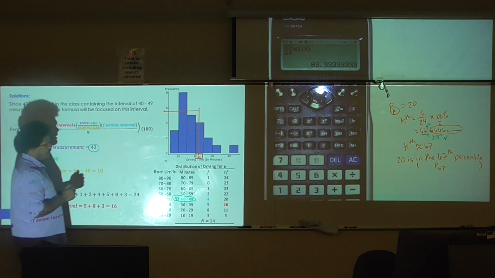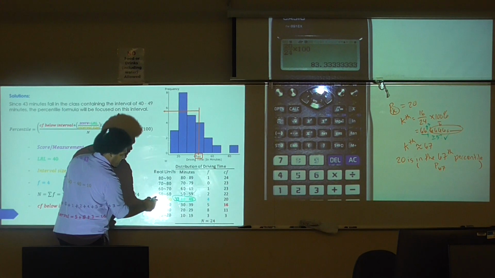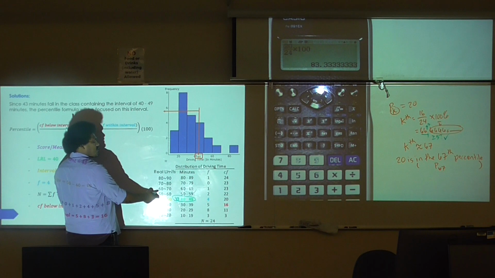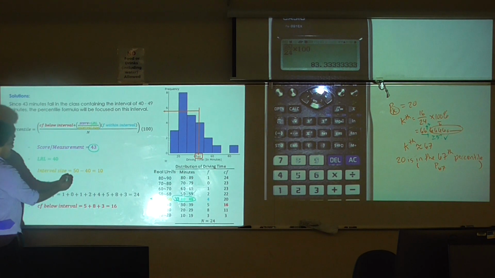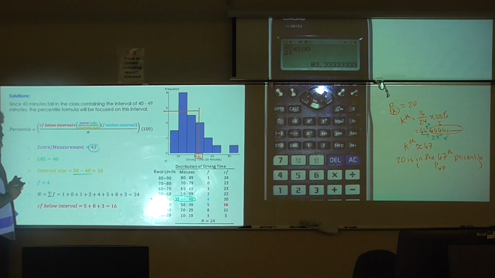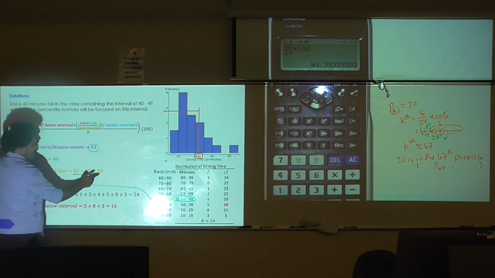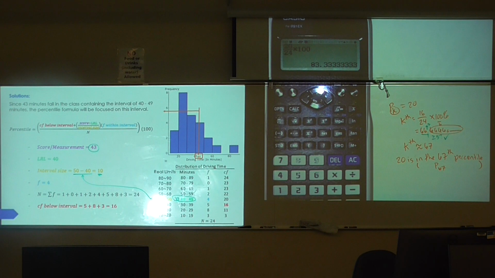So once again, knowing your real limits. When we convert, make sure that we know this interval is from 40 to 50. That can help us find the interval size, and that's what we did over here. In this region right here, I took the difference of the real limits, and that ended up giving us 10. So we have that in there.